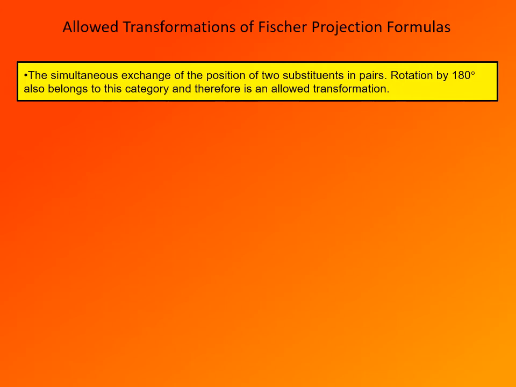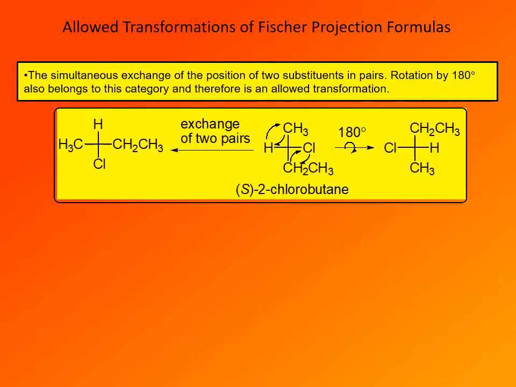But if you exchange one pair of substituents, you get the enantiomer, and then you exchange the other pair of substituents, that's the enantiomer of the enantiomer, or the original molecule. So that's allowed. And so here is shown how to do it.